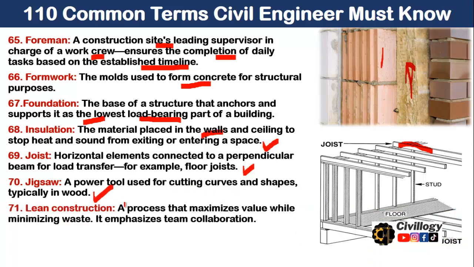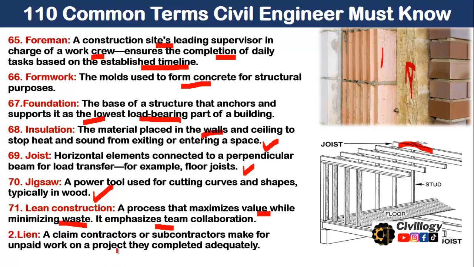Okay. Lean construction. Lean construction is actually a process that maximizes value while minimizing waste. It emphasizes team collaboration. Lean construction means that you have to make an efficient design, or adopt efficient systems or efficient procedures so that you can minimize the wastage and maximize the value. Okay.